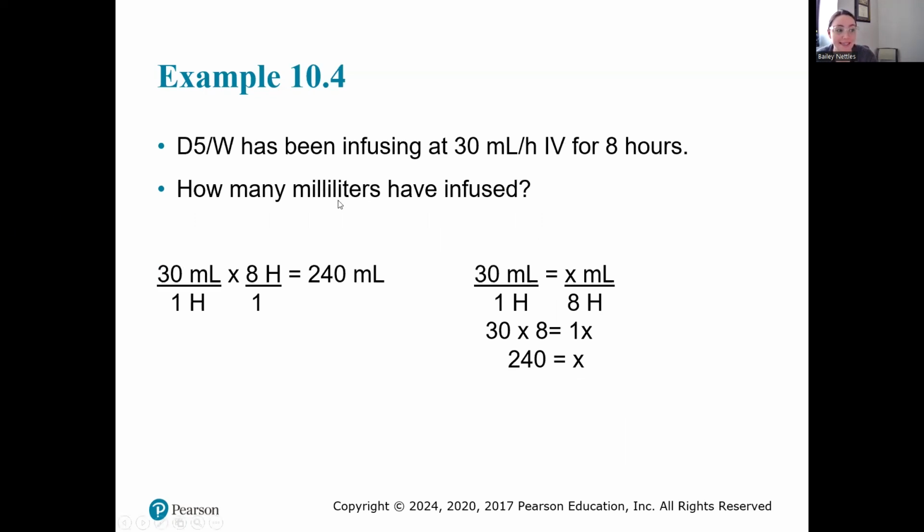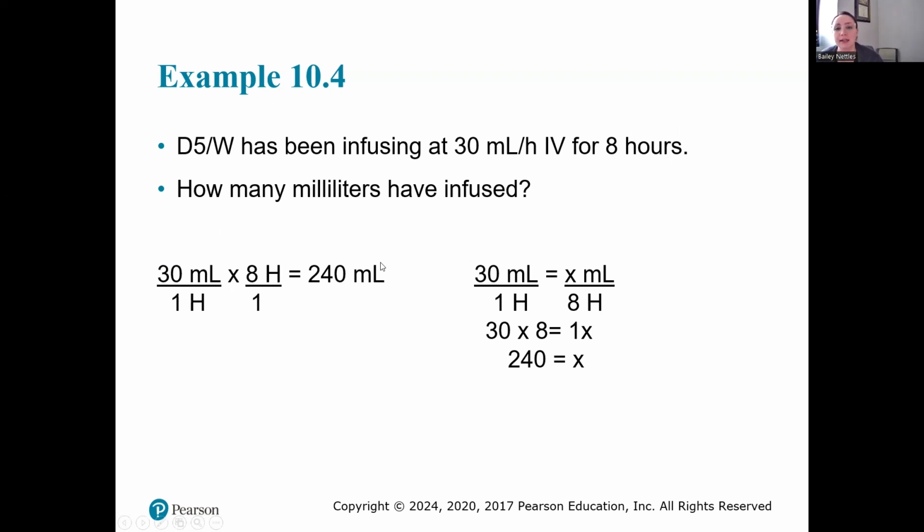My question is asking in milliliters. So I want to make sure I'm at my milliliters on top. That means that's all I want. Everything else has to cross out. So if 30 milliliters happens in 1 hour, how many will be in 8 hours, because my hours will cross out. 1 goes on the bottom because we don't have anything under 8 hours. So you multiply across and it's 240, and then you divide by 1, it's still 240.